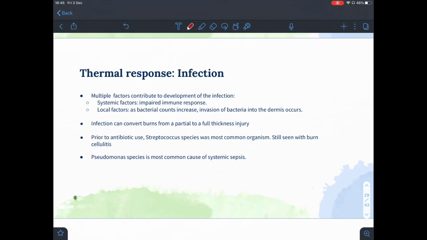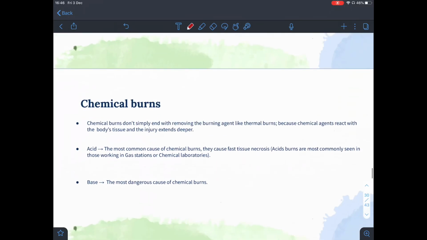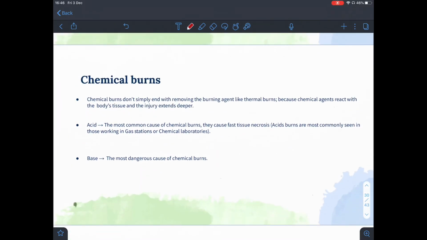Prior to antibiotic use, Streptococcus species was the most common organism, still seen with burn cellulitis. Pseudomonas species is the most common cause of systemic sepsis, so we have to cover it in the empirical therapy. Chemical burns.